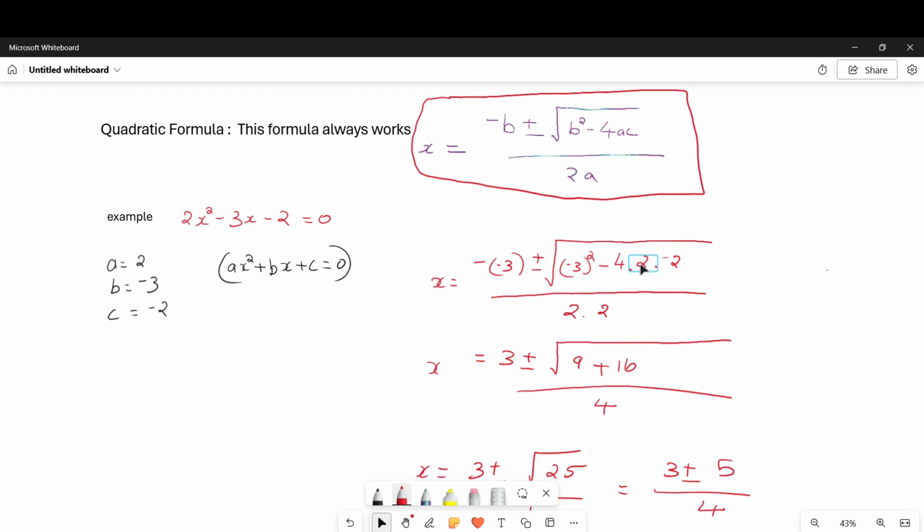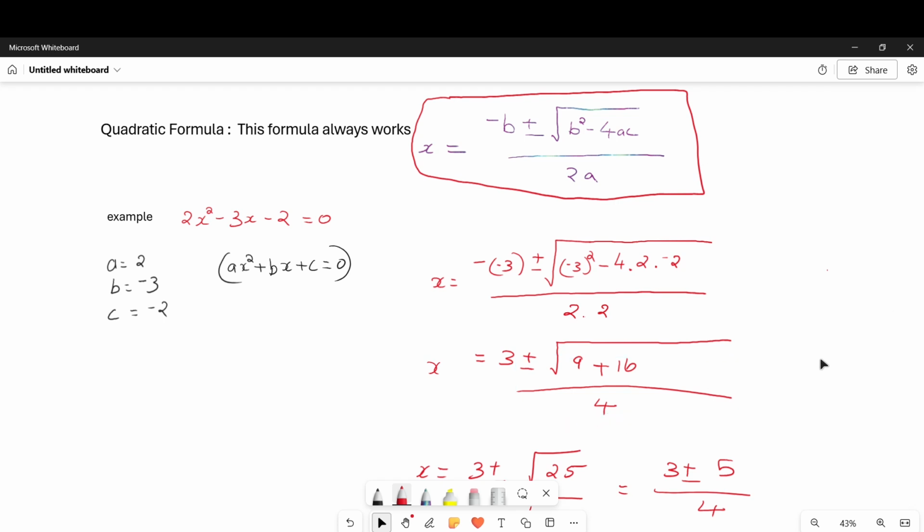4 times 2 times minus 2. What is it? 4 times 2 is 8. 8 times 2 is 16. So minus 16. So this minus and minus 16 will cancel, then positive will be here. So 9 plus 16 inside the root. And the denominator side is 4. 2 times 2 is 4.